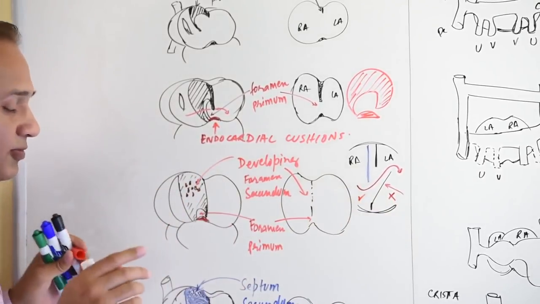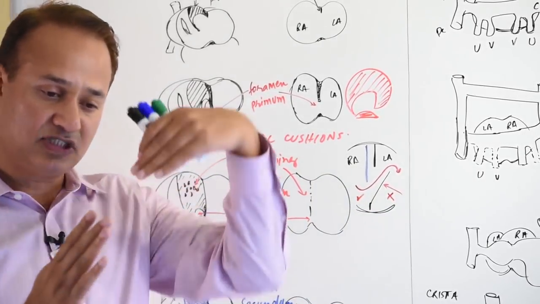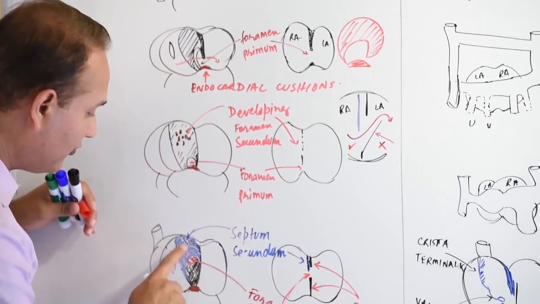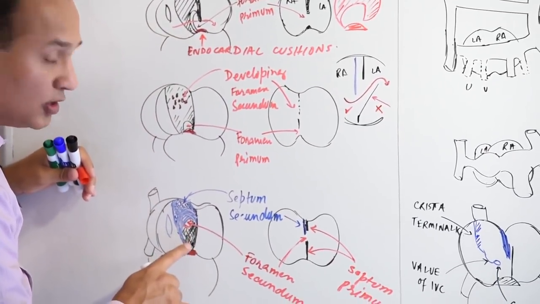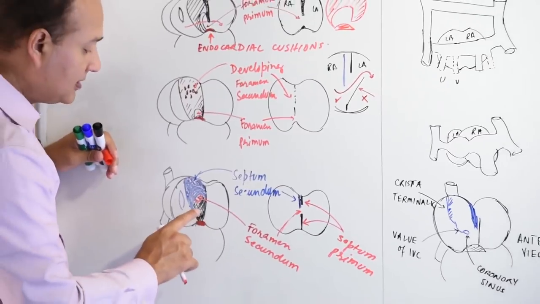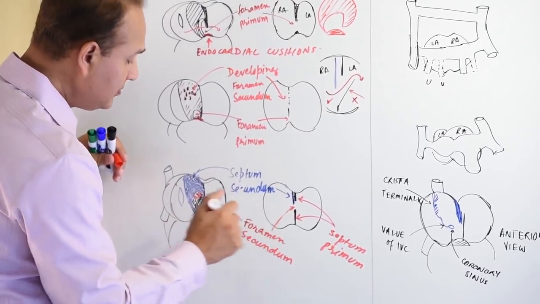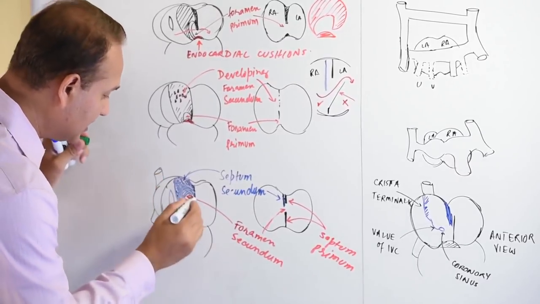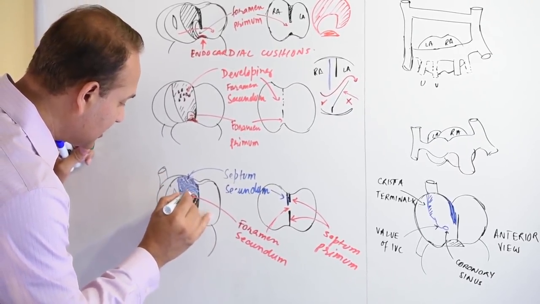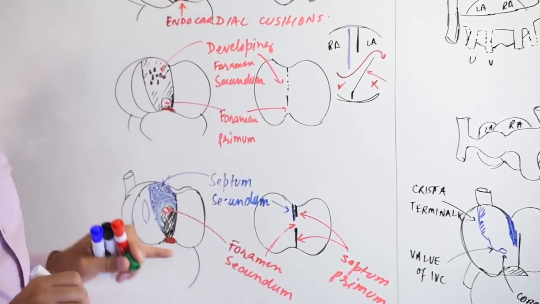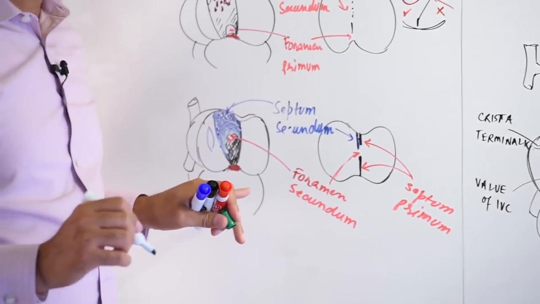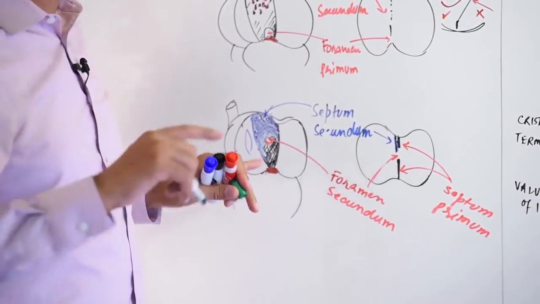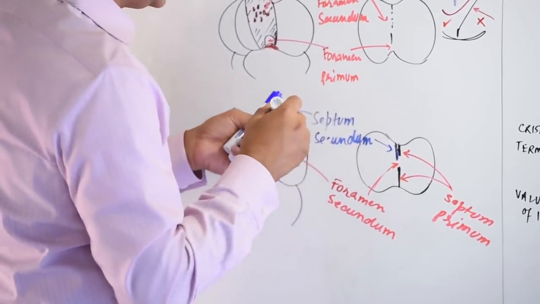Now, in the future, when the baby is born and the septum secundum upper flap, this blue flap, fuses with the lower flap of the septum primum, then there will be a crescentric, I'm going to make it green, I hope you can see it, there will be a crescentric ridge left on the interatrial septum. That ridge marks the boundary of the fossa ovalis. So I'm going to make it here again.